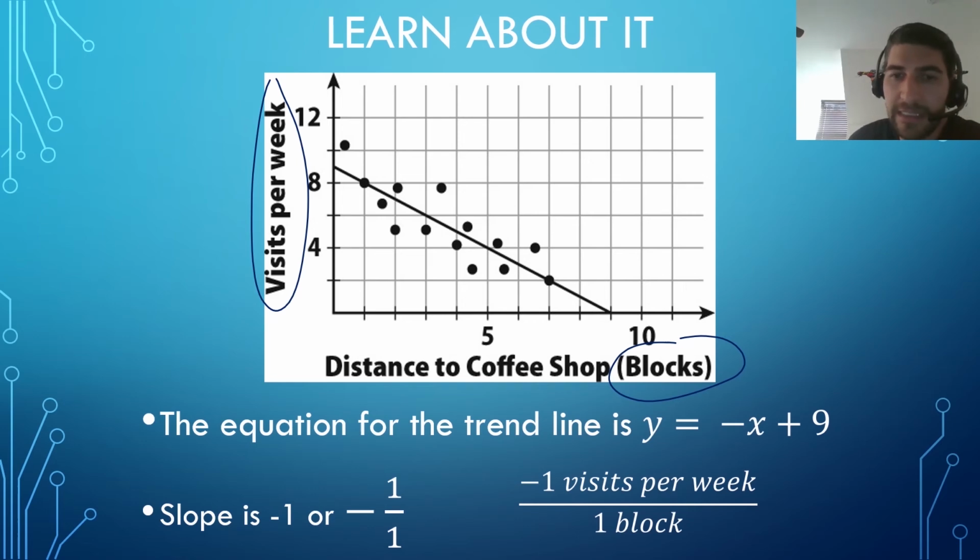So what we need to do is think about what the slope means in terms of this problem. In this case, because the slope is -1 visits per week for every block, that means that for each block away a coffee shop is, it can expect 1 fewer visit per week. The y-intercept represents the initial value, or the value when x is equal to 0. In this case, the y-intercept is 9, which means that a coffee shop that is 0 blocks away, which would be right out your front door, would be visited 9 times per week.